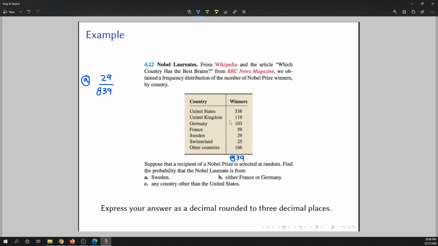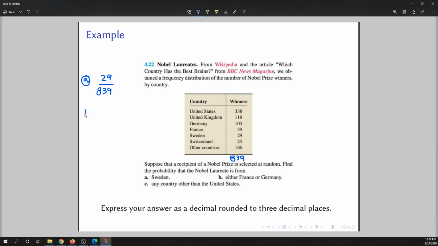And you can convert that to a decimal if you want to. On some of the quizzes, you'll have to convert to a decimal, and so you just divide 29 by 839. On the test, you'll probably not have to do that.